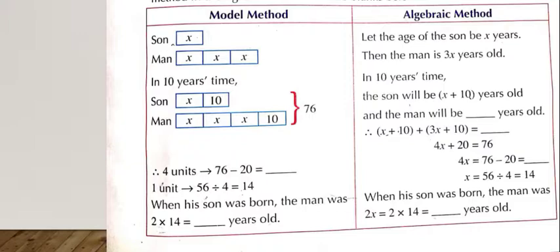Alright, so 4 units of these x's, 1, 2, 3, 4, plus 20 is 76. That means 4 units is just 76 minus 20, right? The 10 and 10 here is subtracted from the 76. Now because 4 units is 76 minus 20, which is 56, that means 1 unit is 56 divided by 4, which is 14.